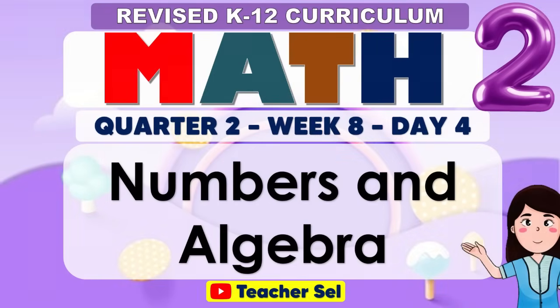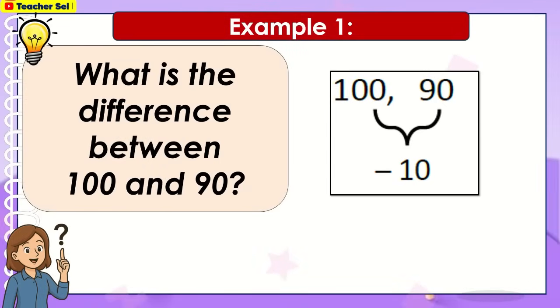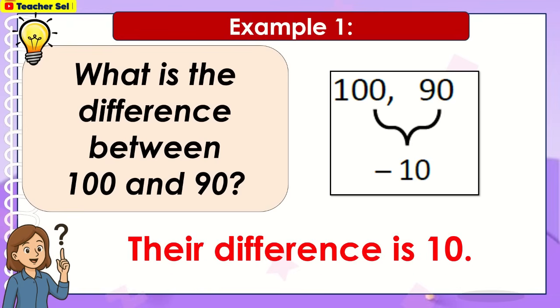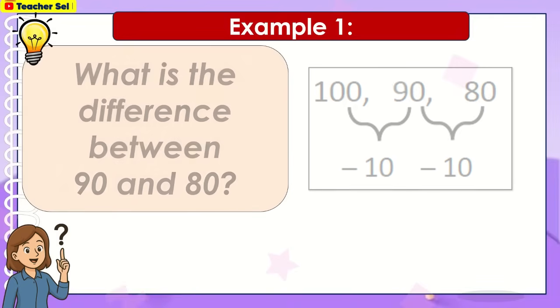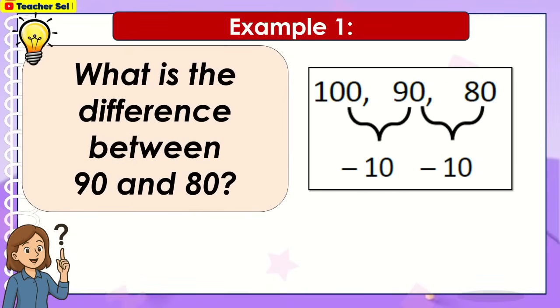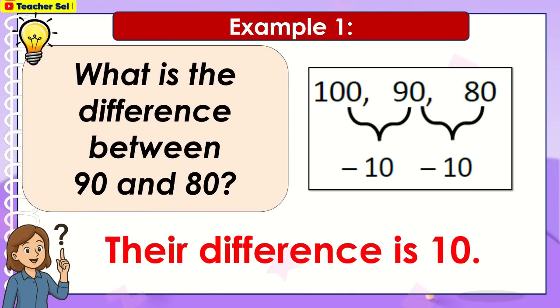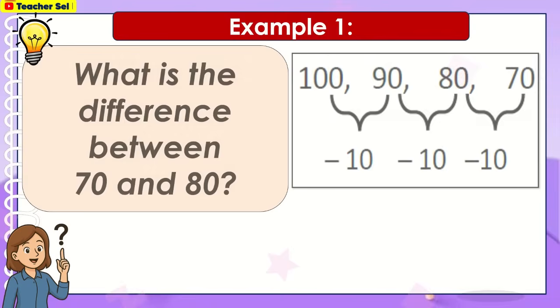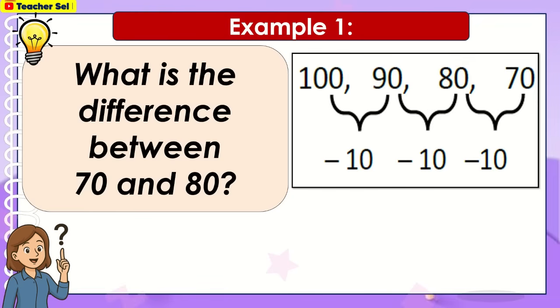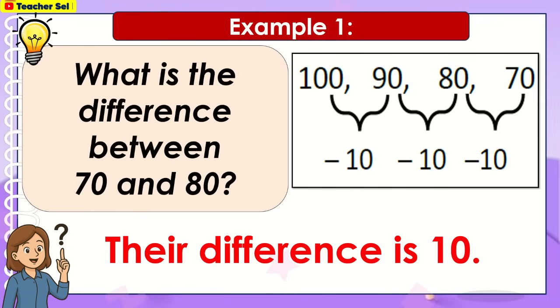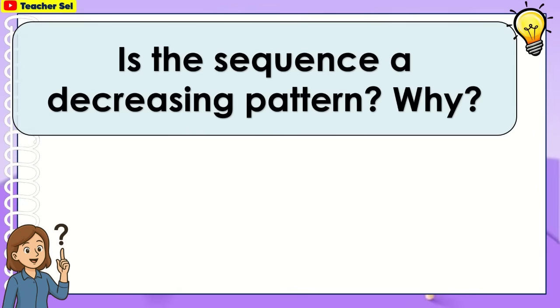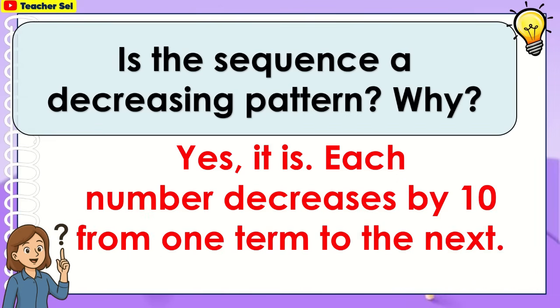For day 4. Example 1. What is the difference between 100 and 90? Their difference is 10. What is the difference between 90 and 80? Their difference is 10. What is the difference between 70 and 80? Their difference is 10. Is the sequence a decreasing pattern? Why? Yes, it is. Each number decreases by 10 from one term to the next.